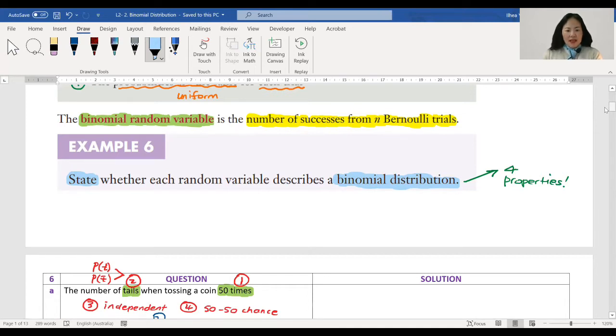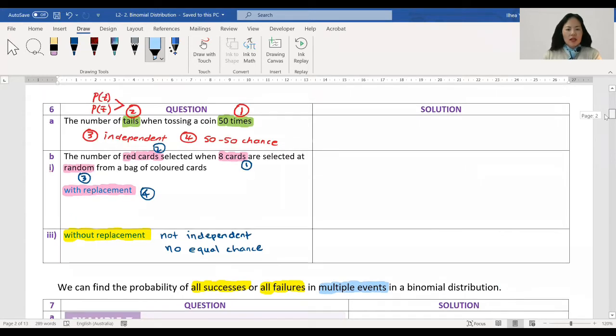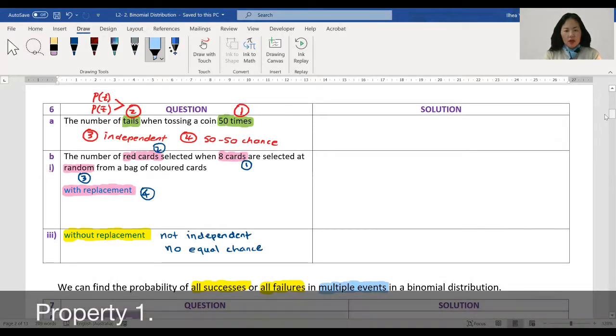Example 6, state whether each random variable describes a binomial distribution. So we need to start thinking about those four properties. First one, the number of tails when tossing a coin 50 times. I can see that it's a fixed trial, 50 times. So that's number one. I'll put that in there.